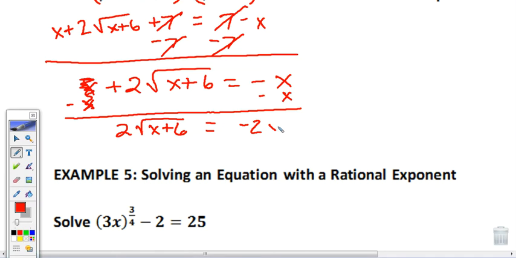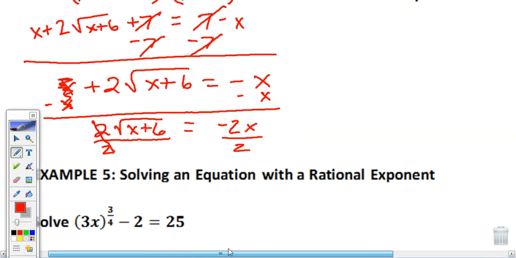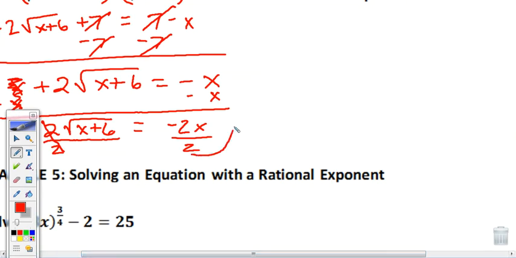Negative 2x. Is that root completely alone, or do we have some work to do yet? There's work to do. Divide by what? Well, the 2's do. Cancel. So you agree that we have root x plus 6 equals negative x now? Negative 1x. Okay, so I'm going to take my work up over here. So up to here we go.